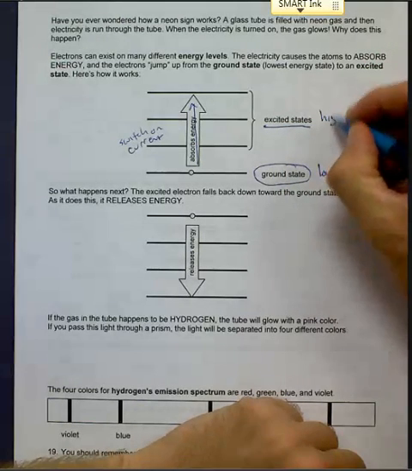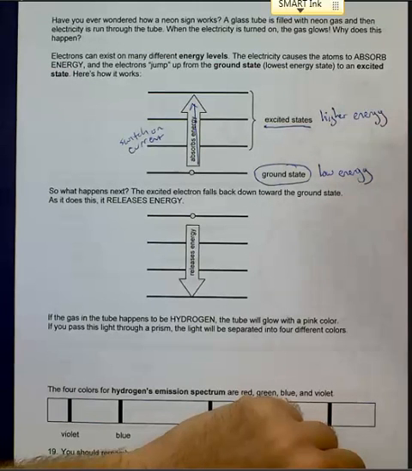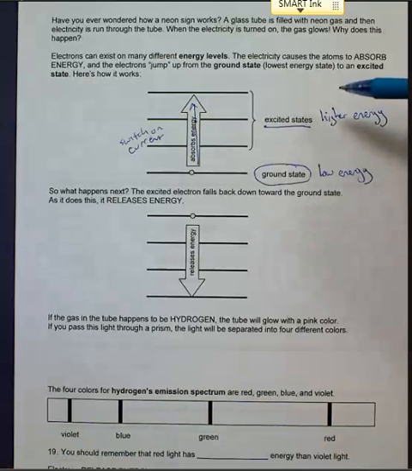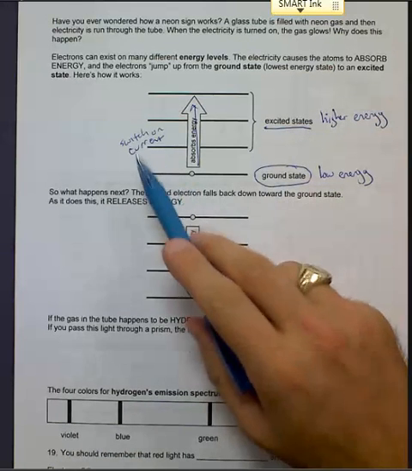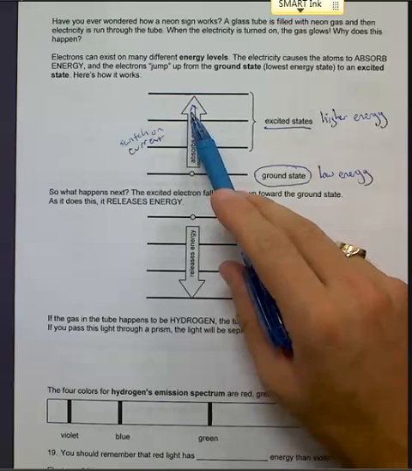Excited states are higher energy. Okay, excited states are higher energy than the ground state. So these electrons that have been sitting in their ground state, all of a sudden, somebody turns on the current, they absorb a bunch of energy, and they jump up into an excited state.